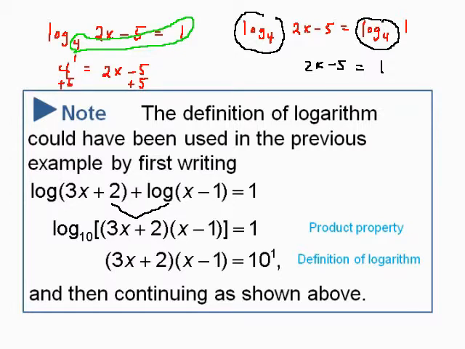So add 5, because 4 to the first is 4. We get 2x equals 9. Divide by 2, x equals 9 halves. And I believe that will check if you put it back in there. On the one on the right, we'll go ahead and solve. Add 5, 2x equals 6, x equals 3.